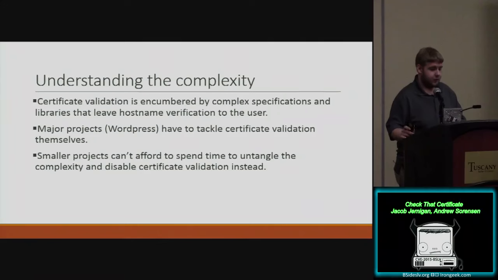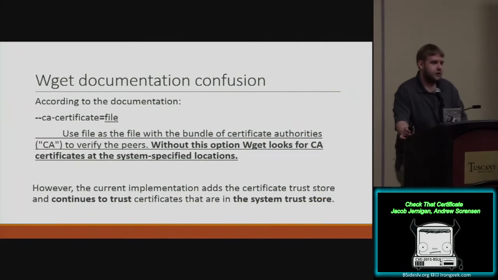So a good example of the documentation not fully explaining the ramifications of an option would be wget. The wget option CA certificate, in the man page, you'll see: without this option, wget looks for a CA certificate at the system specified location. What that does not tell you is that it also uses the system trust store. So if you're not expecting to use a system trust store and only pass the CA certificate that you have specified, you're going to run into a problem. An example of this would be if you have a Lenovo laptop vulnerable to Superfish, and you don't want to use that certificate, and you try to use this option, it's not going to work.